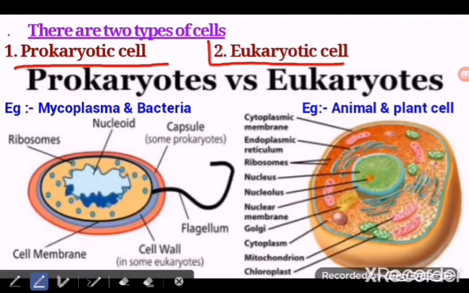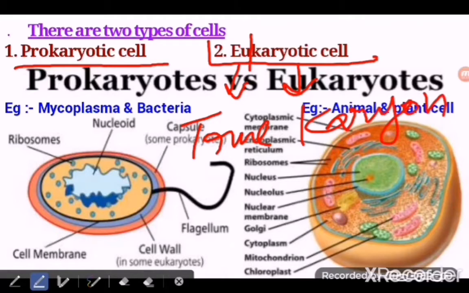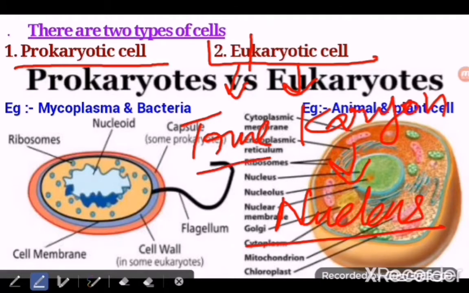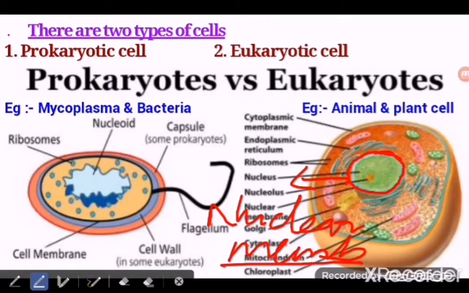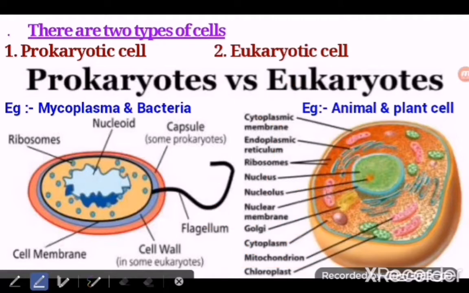And the term eukaryotic, if we want to split it: eu means true, and karyotic means nucleus. So here a true nucleus is found. Which nucleus is a true nucleus? When the nucleus is surrounded by the nuclear membrane. When a nuclear membrane is present, this type of cell is known as a eukaryotic cell. So I think you are understanding. So, prokaryotic versus eukaryotic cells.